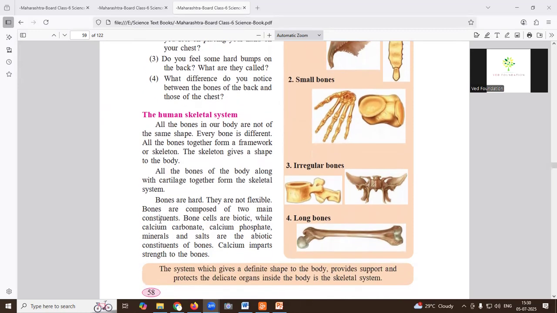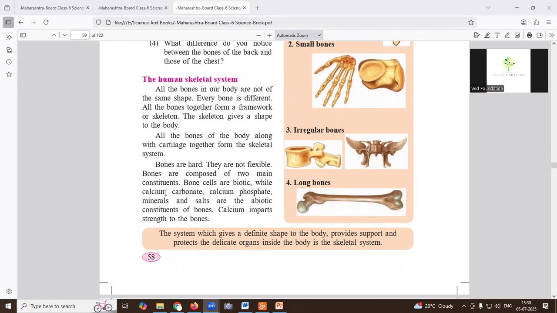All the bones of the body along with cartilage together form skeletal system. So cartilage are also bones. They are called soft bones. So hard bones and cartilage means soft bones together forms human skeletal system.